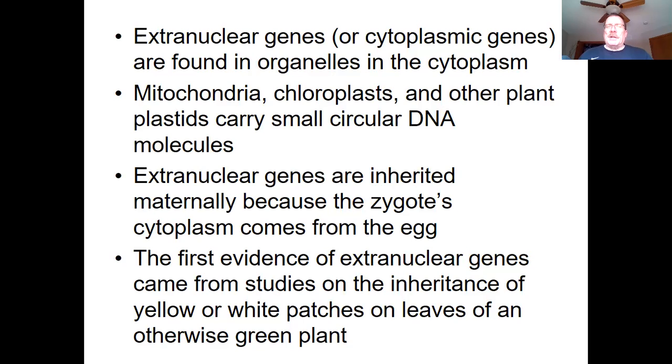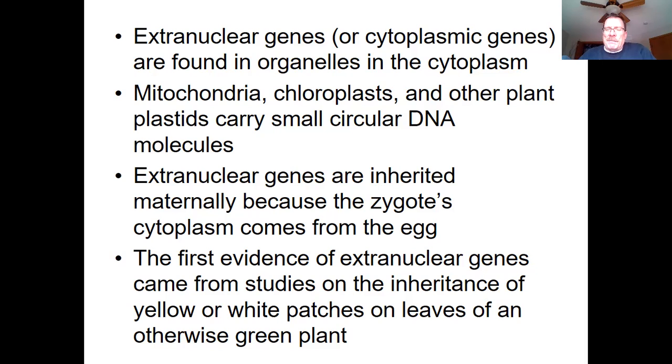And then, last couple things, we'll talk about extranuclear genes or cytoplasmic genes. They're found in organelles in the cytoplasm: mitochondria, chloroplasts, other plant plastids. Plants have what are called plastids, which carry small circular DNA molecules, and they are inherited from the mother through the zygote because, again, the sperm only brings the genetics and doesn't contribute any cell stuff. It always comes from the ovum.